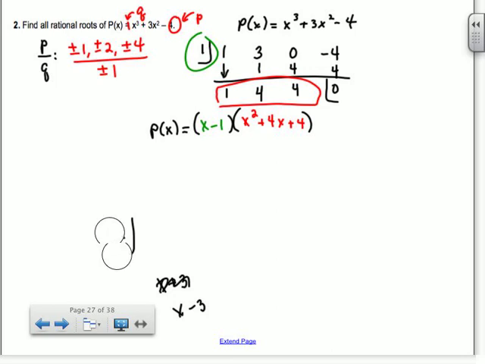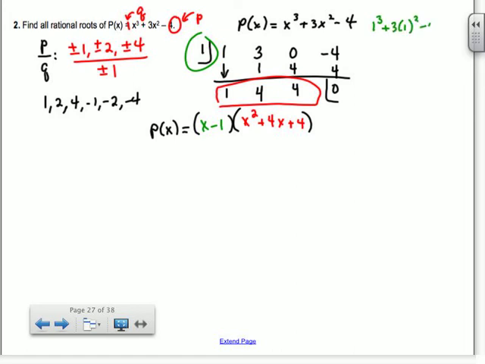Okay, so I knew from my list the different possibilities. The different possibilities were 1, 2, 4, negative 1, negative 2, and negative 4. And I said, are there any that you can see that when you plug them in, like if you plugged 1 in, you'd get 1 cubed plus 3 times 1 squared minus 4. You'd have 1 plus 3 minus 4. Do you see how you can kind of see in your head that you're going to get 0 out? Then that's a good one to try. Sometimes you can't see it and you just have to try synthetic division, which is fine.